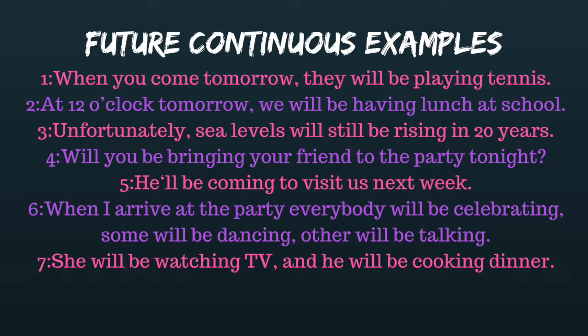This one's very, very confusing, but it's super easy. I know you can do it. So number 7 says, express parallel actions or series of parallel actions in the future. So for example, she will be watching TV and he will be cooking dinner. Right? So they're both happening at the same time, but they're parallel.